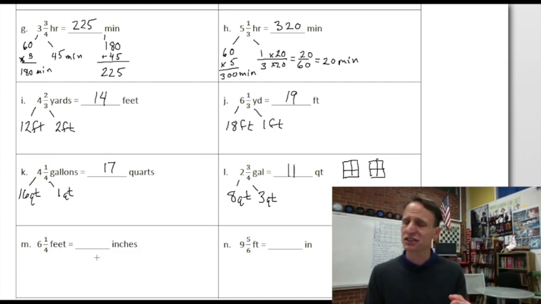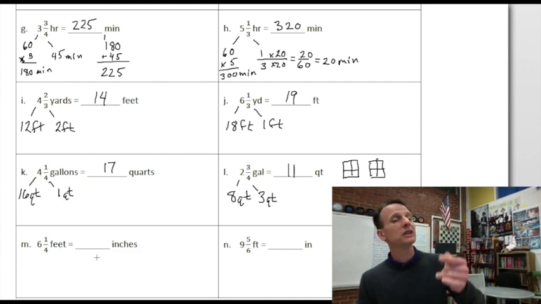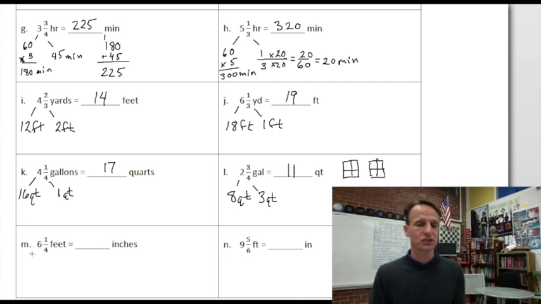All right, 6 feet is how many inches? Okay, now our conversion factor is 12, because there are 12 inches in a foot. So with these 6 feet, we need to multiply 12 inches per foot times 6 feet. 6 times 2 is 12. Place the 2, regroup the 1. 6 times 1 is 6, plus 1 is 7. So 6 feet is 72 inches.